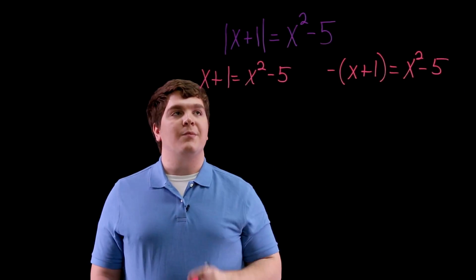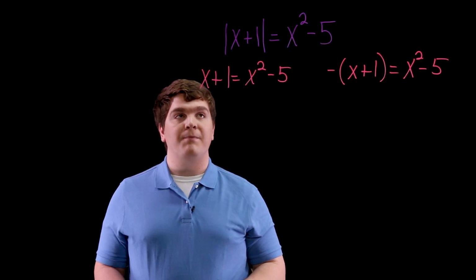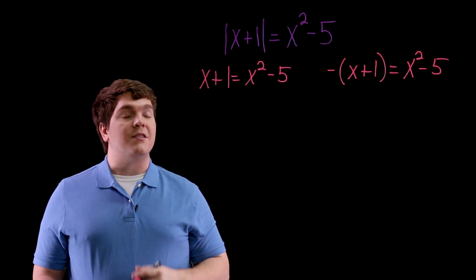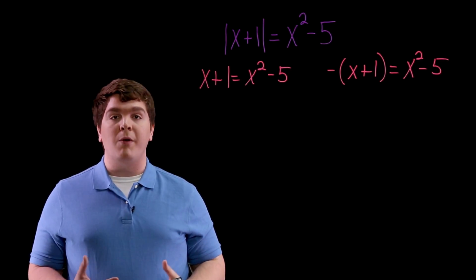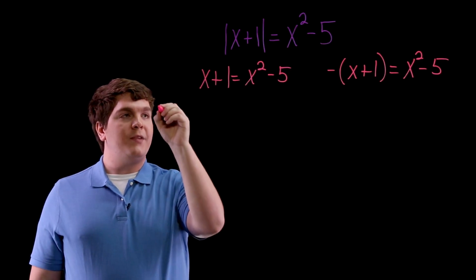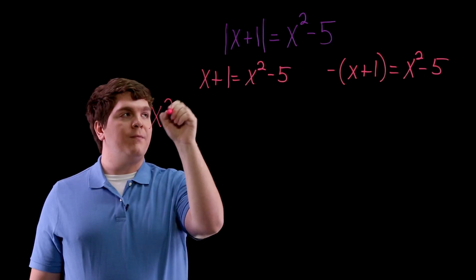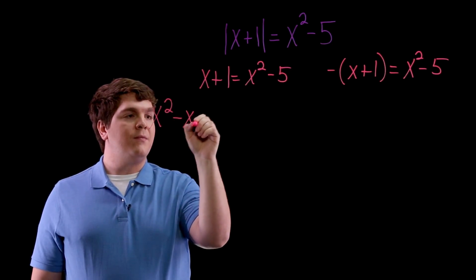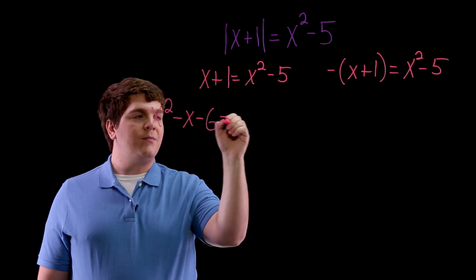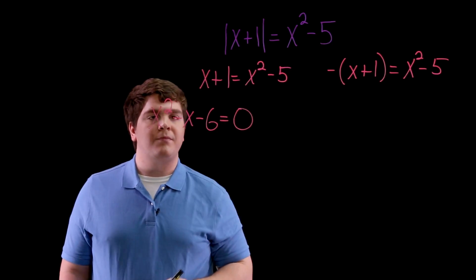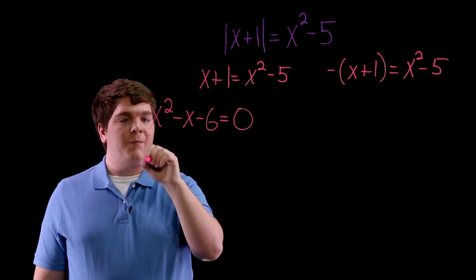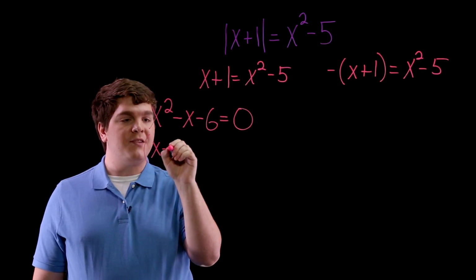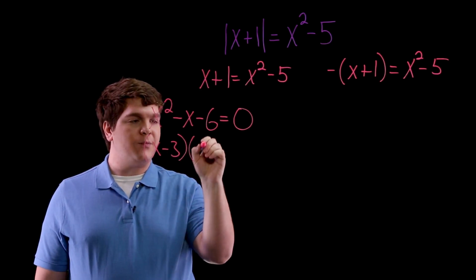We'll begin by solving x plus 1 equals x squared minus 5. In order to solve this equation, since it's a quadratic, let's subtract x plus 1 from both sides of the equation, and we'll obtain x squared minus x minus 6 equals 0. Now this is a quadratic that factors into x minus 3 times x plus 2.